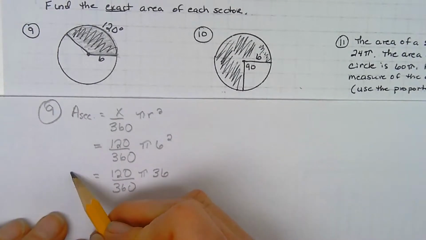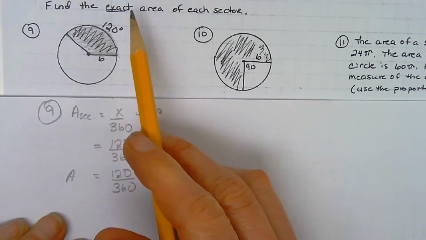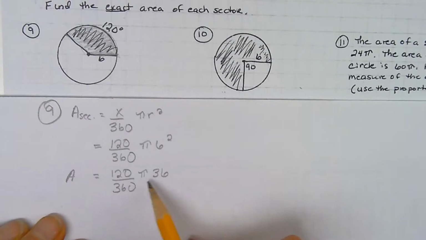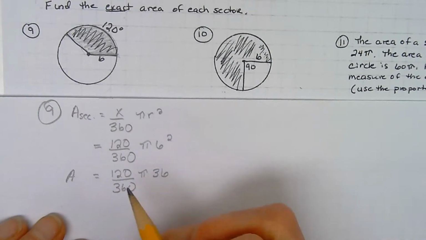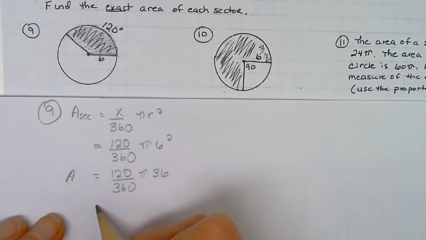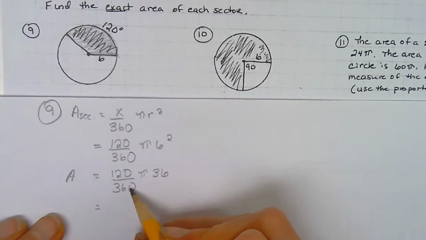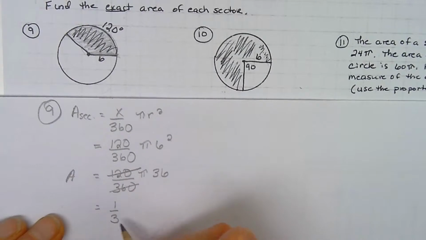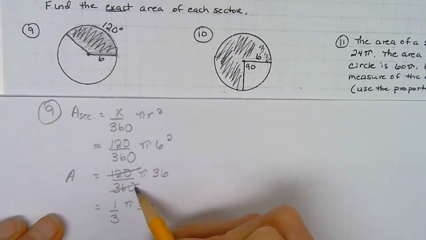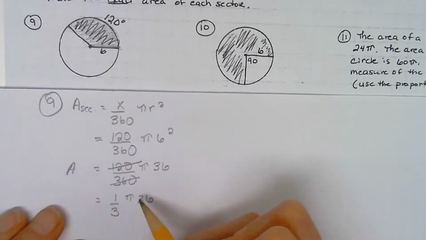And my area here, I'm trying to find the exact area, so I'm going to need to do some canceling because pi is going to remain pi. I can't just plug it into my calculator. So 120 over 360 actually reduces to 1/3. And we have pi times 36.